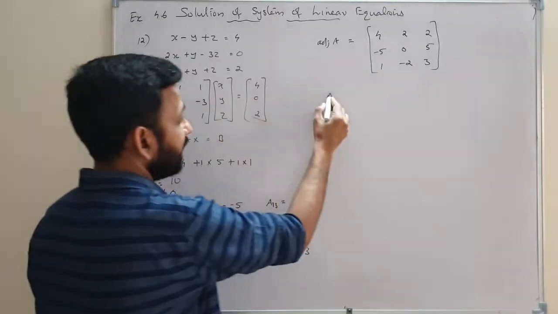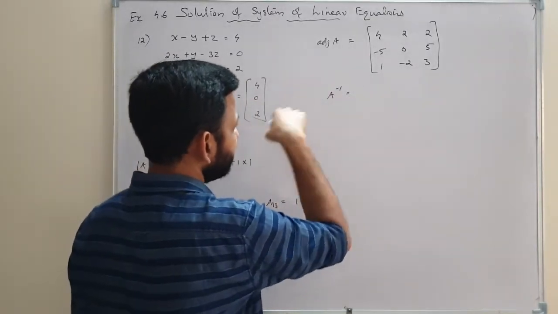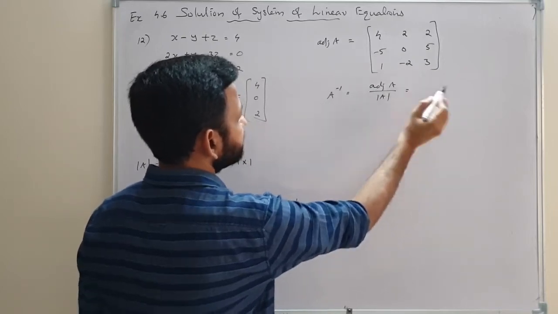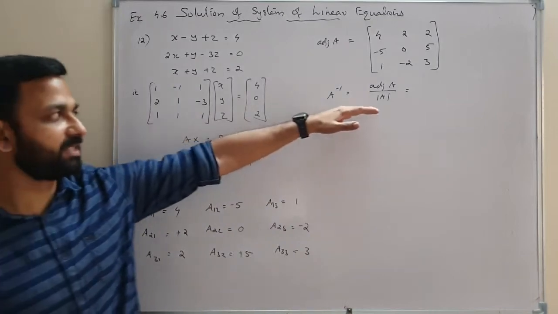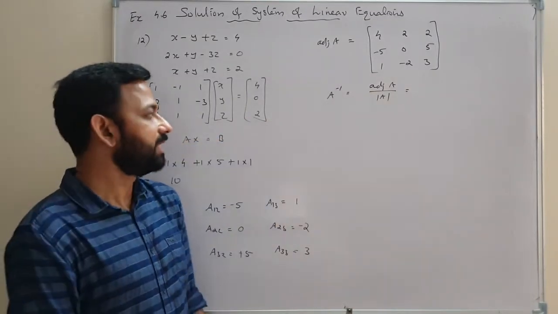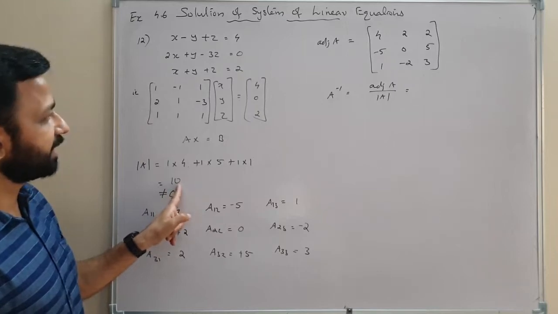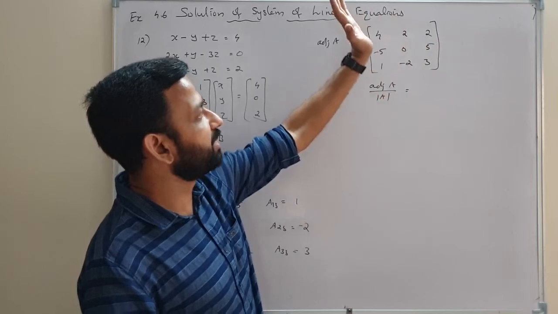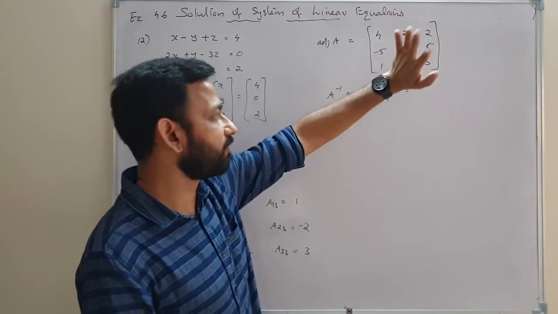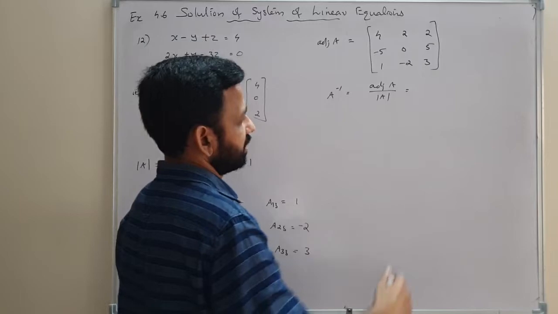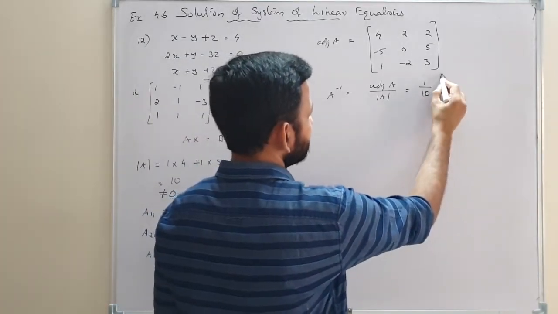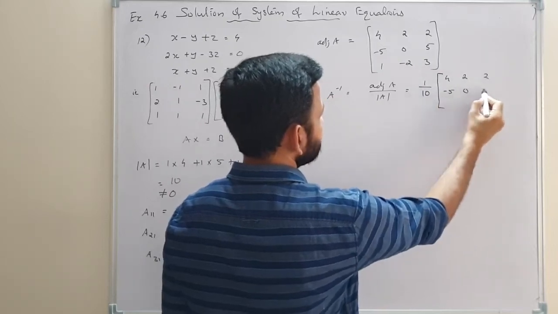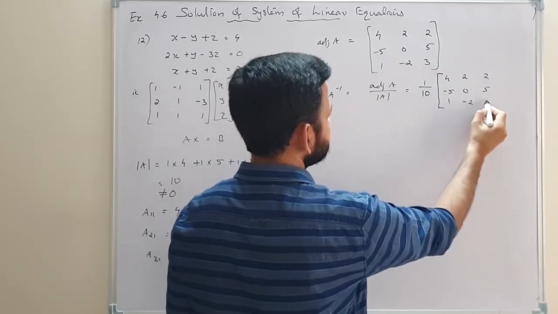Then we will find A inverse, which is equal to adjoint A divided by determinant A. That is the definition of A inverse. A inverse is adjoint A divided by determinant A, and here we got determinant A as 10. So we need to divide that matrix by 10, or multiply that matrix by 1 by 10. So 1 by 10, then the matrix 4, 2, 2, minus 5, 0, 5, 1, minus 2, 3.